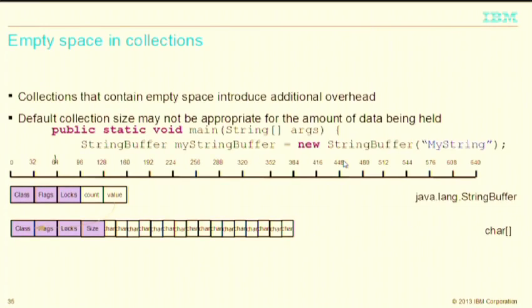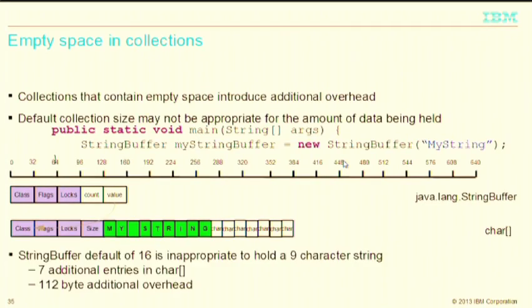Now, I said that each of these collections has got a default size. And the problem with that is, if I was to create a new string buffer, which I said has a default size of 16, and what I put into it is my string, which is much less in size than the 16 entries. So I've actually got, I think, like 9 characters of my string. But I've got 16 entries in order to put that 9 characters in it. So I've got 7 additional character entries which I'm not using. So in this case, I'm using an extra 112 bytes worth of memory for nothing. Right? This just sat there as reserved, used, but empty memory.